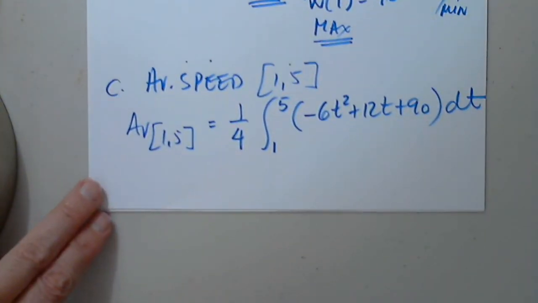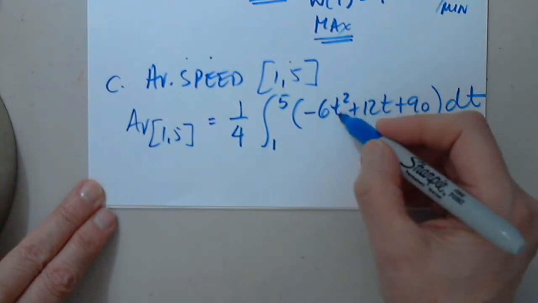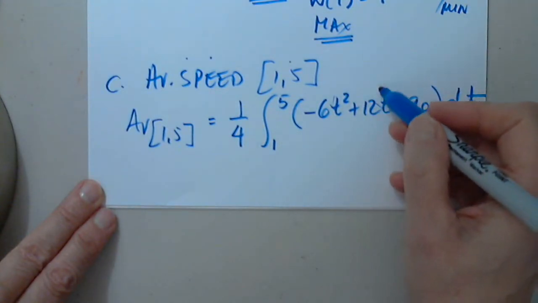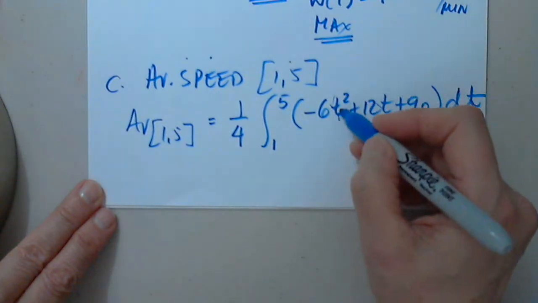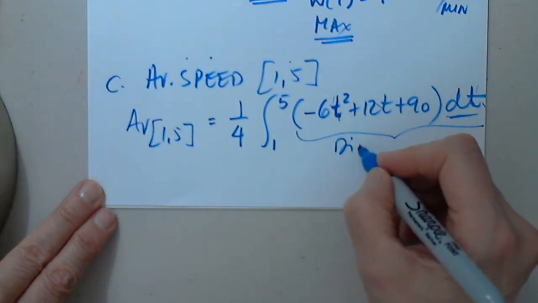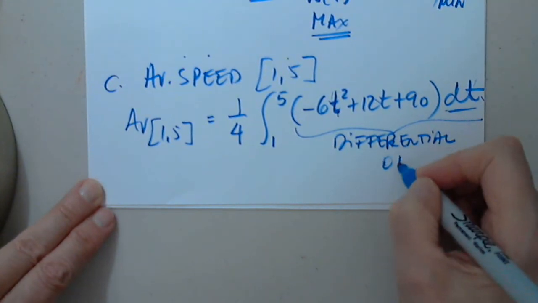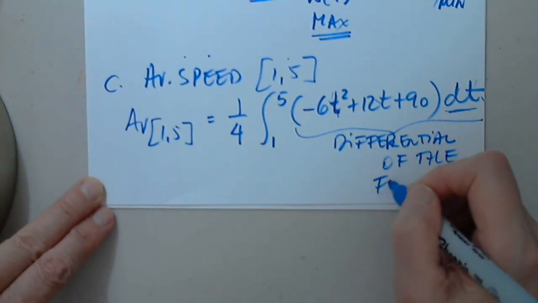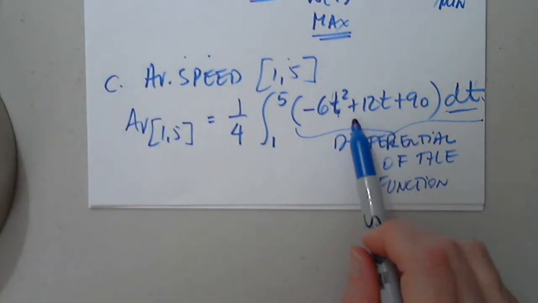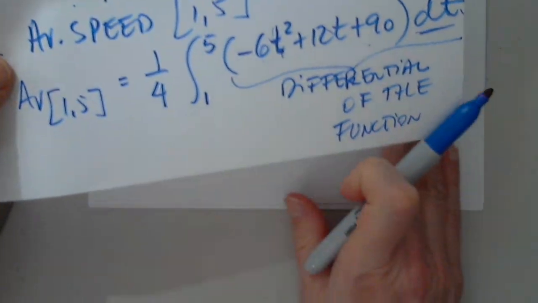So one more time, just to make sure, if the function has t in it, then the integral will have dt. If the function has x in it, then the integral will have dx. If the function has y, then it will have dy. If it has h, it will have dh. So always, because this is the differential of the function. Exactly. So we're asked to find the average speed. We have the function, luckily for us. They're giving us the function, so we'll find the integral to find the average speed.